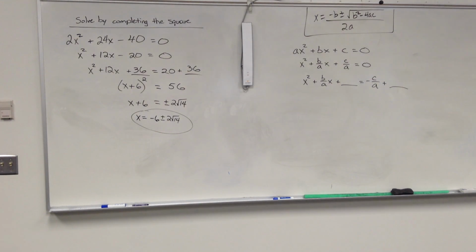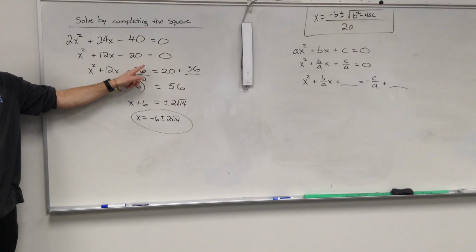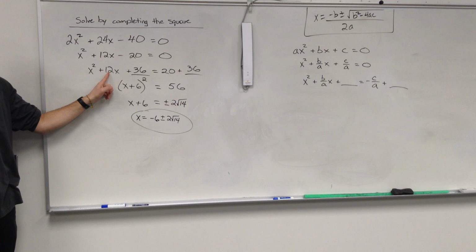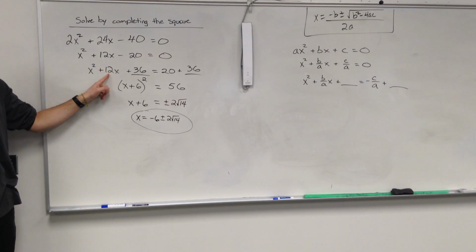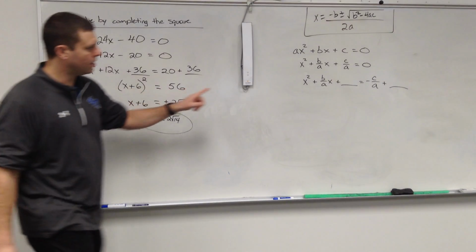And now I'm going to figure out what number I actually want to put there in order to make the left side be a perfect square. So remember, to come up with this number that makes it a perfect square, I cut this value in half and then square it. Okay? So here's probably the trickiest part. I cut this number in half and then I square it.